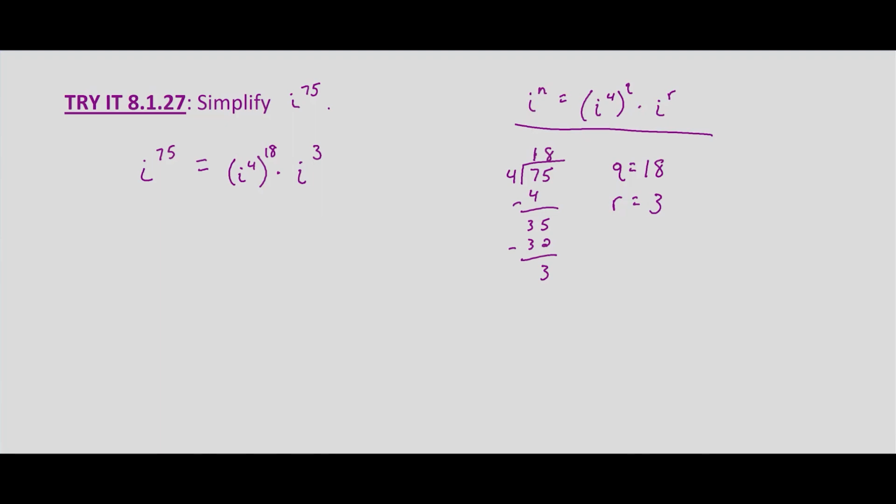Well, when we have i^4, that is going to be 1, because i squared is -1, and -1 times -1 equals 1. So this is going to be 1^18 times i times i times i. And that just equals 1 times i squared times i. Well, that's 1 times -1 times i, and that just ends up being negative i.